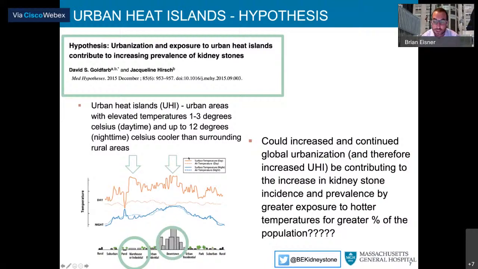I think it'd be very interesting to know what 24-hour urines look like near these heat islands, but certainly very interesting concepts. And of course, especially a resident like Dr. Goldfarb, who lives in New York City, which probably is the place of greatest heat islands in the United States.